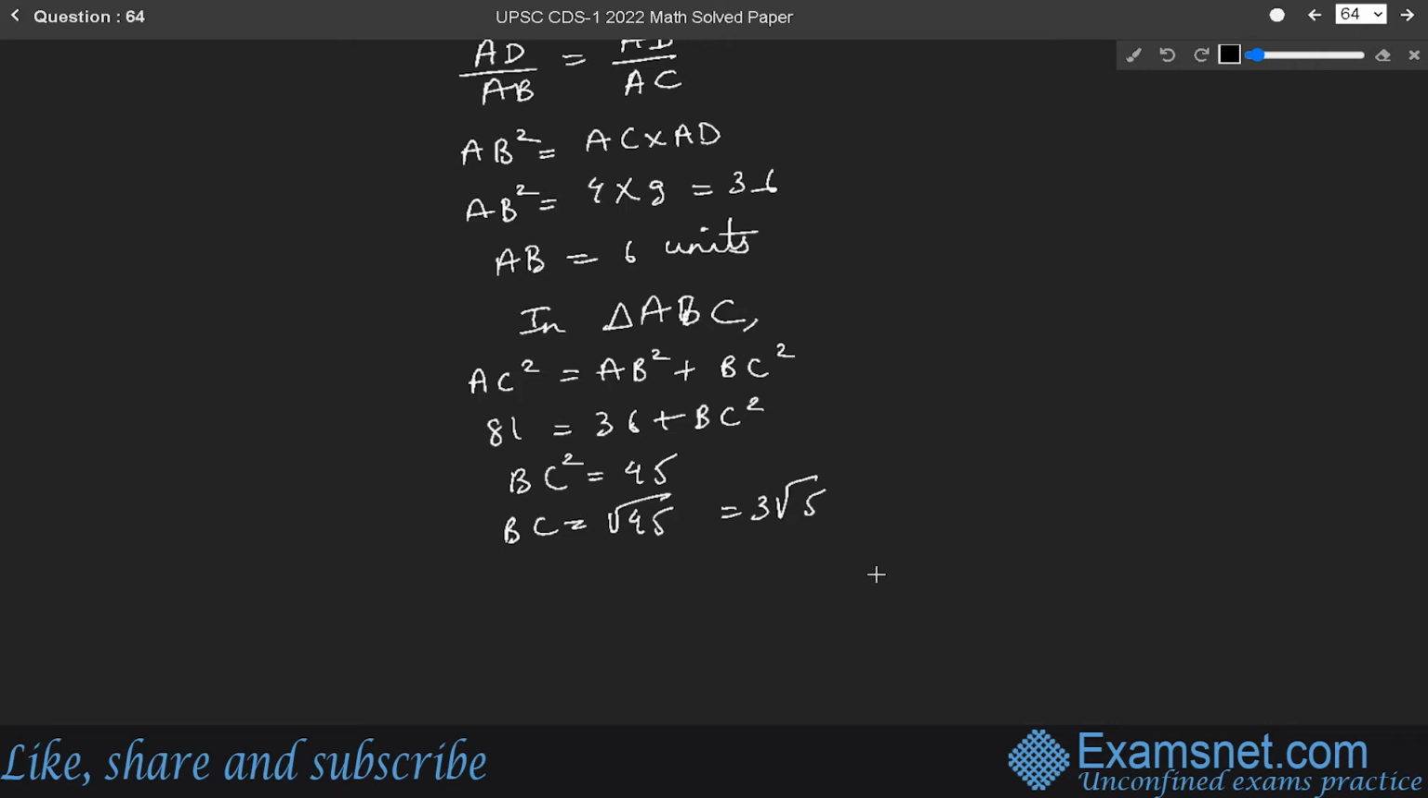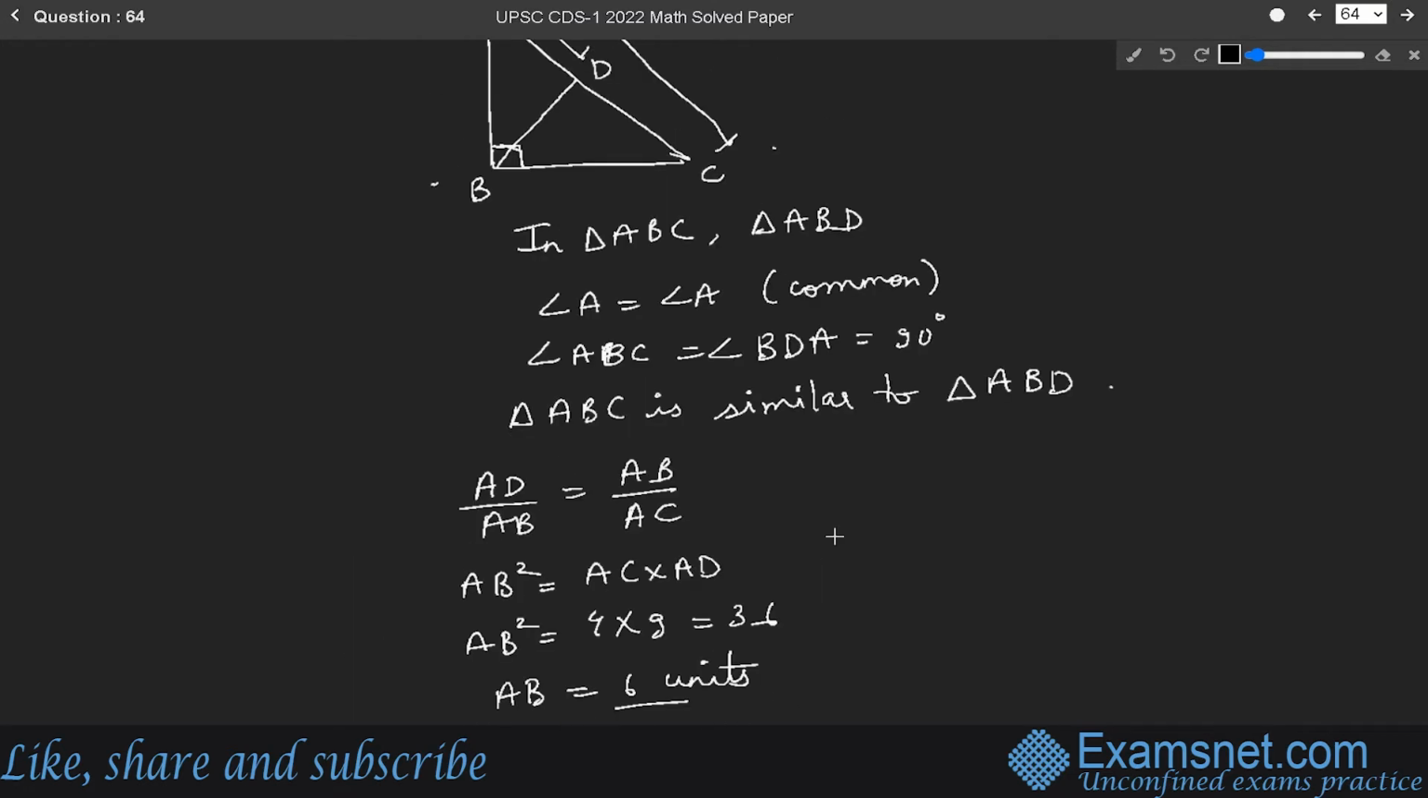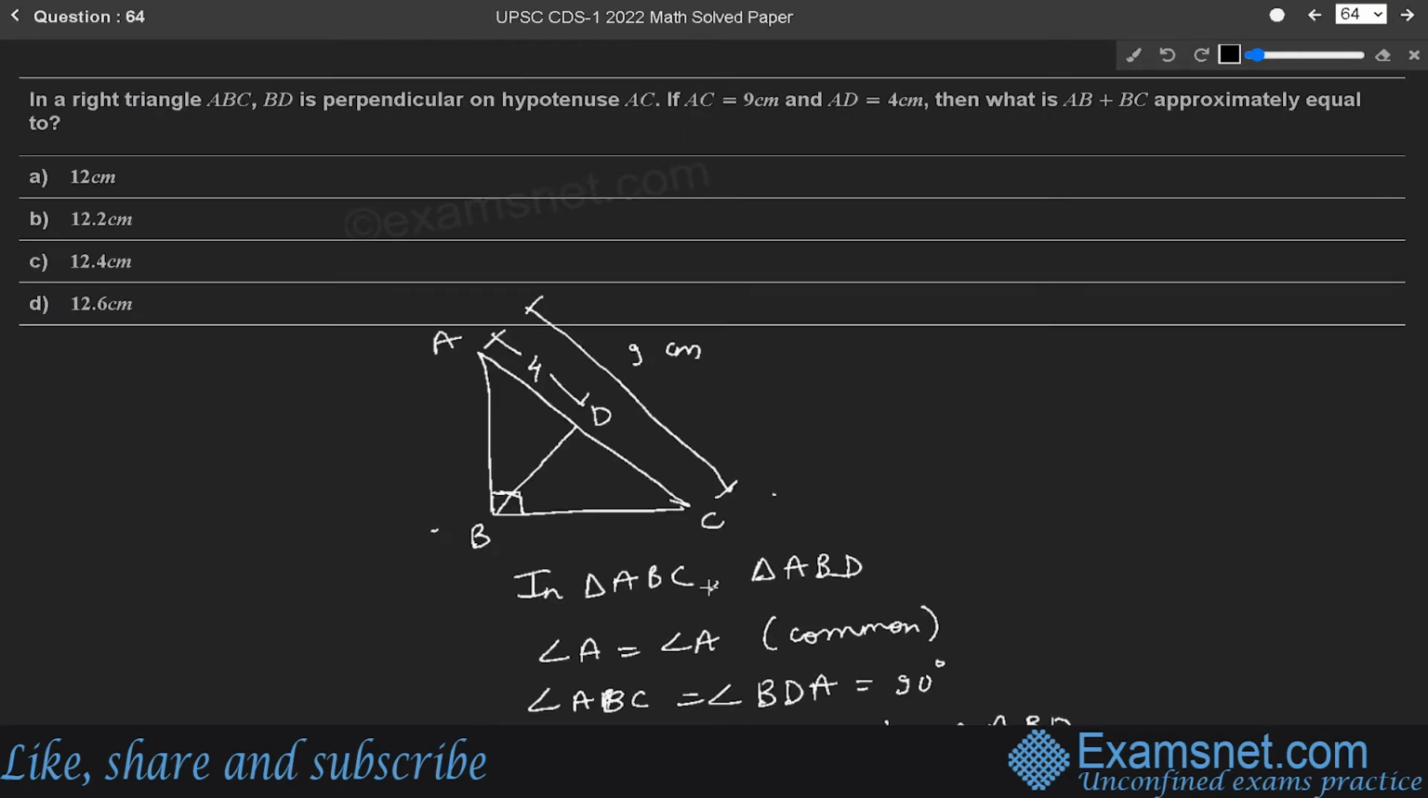Now in the question, we have to find the value for AB plus BC. We know that AB is 6 units. So 6 plus BC is 3 root 5. Now putting the value of root 5 here, it will be 6 plus 3 into 2.23. The value of root 5 is 2.23. So it will be 12.6. Approximately it will be equal to 12.6. So we can say that the correct option for this question is 12.6, which is option number D.